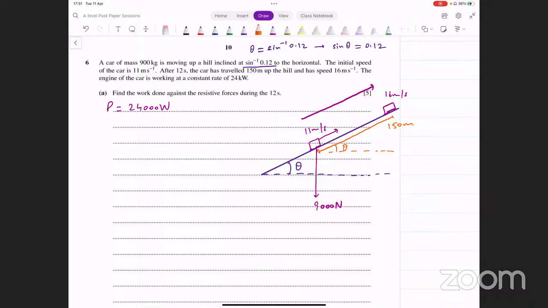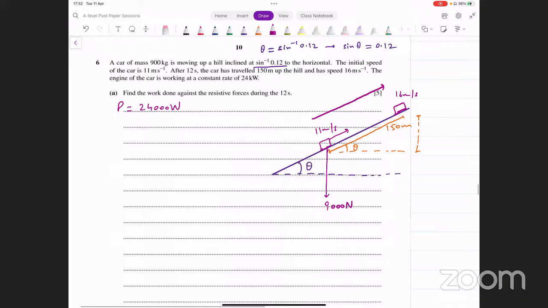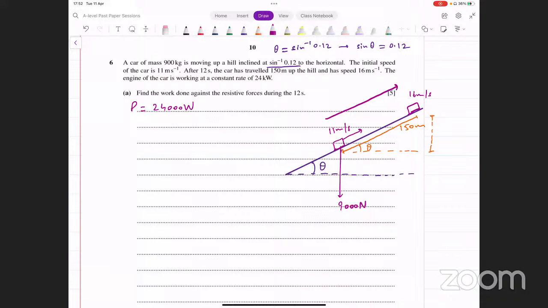अगर आपको hypotenuse यहाँ पे पता है, 150, तो आप vertical height तो निकाल सकते हैं उससे. Change in height ये भी figure out कर सकते हैं उससे. आपका change in potential energy भी आ जाएगा. तो आप identity अगर use कर लें, which identity?